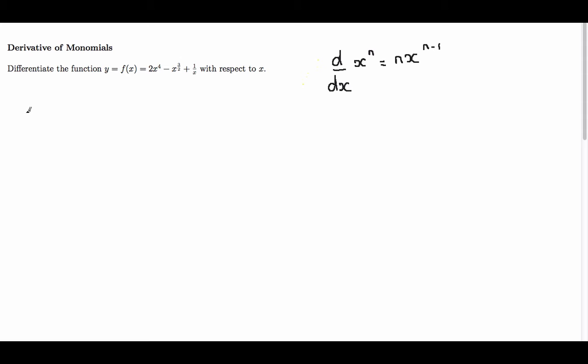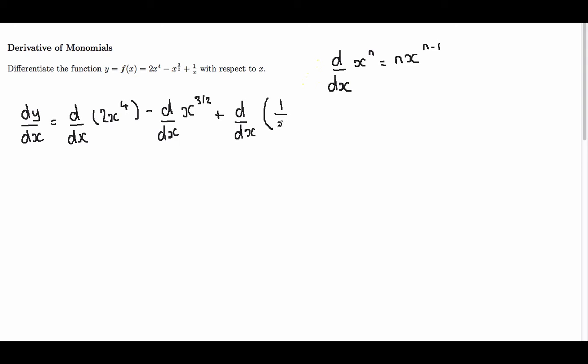So to proceed to find dy by dx, all we need to do is differentiate each term in this algebraic expression. So the first thing we need to do is differentiate 2x to the 4, then take away the derivative of x to the 3 over 2, and then add to it the derivative of 1 over x. Now to help us with this question, we're going to recall that we can write 1 over x as x to the power of minus 1. That's just using your laws of indices.